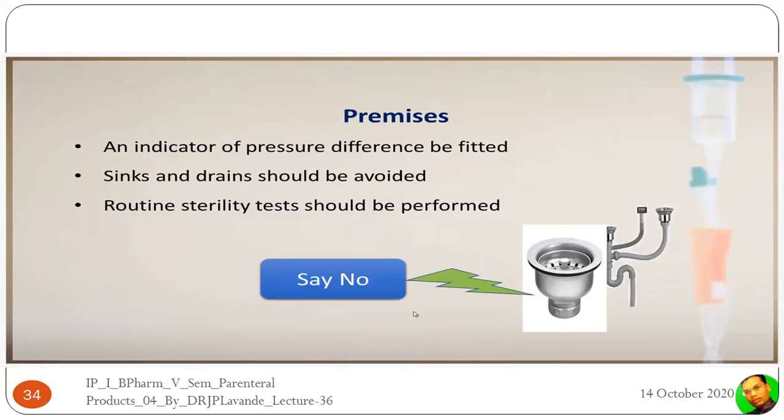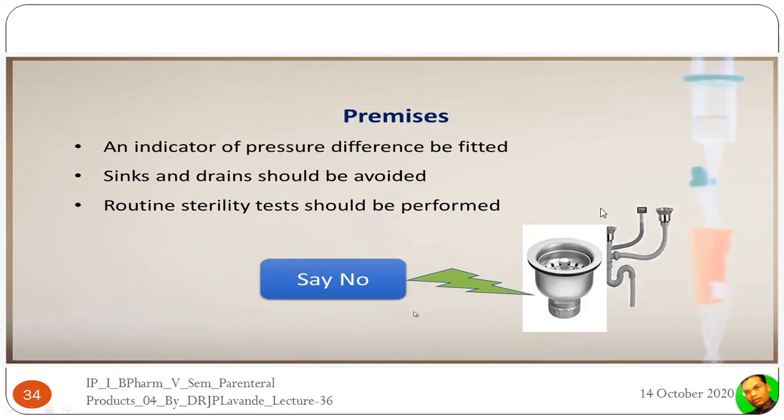An indicator of pressure difference is to be fitted near the door, which will clearly indicate the pressure difference, and that can be monitored. Then the sinks and drains should be avoided in the production areas, in the case of parenterals.